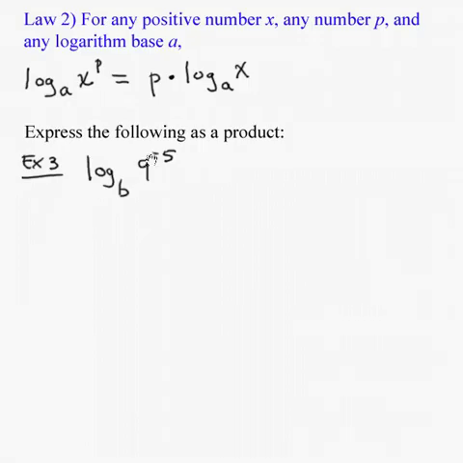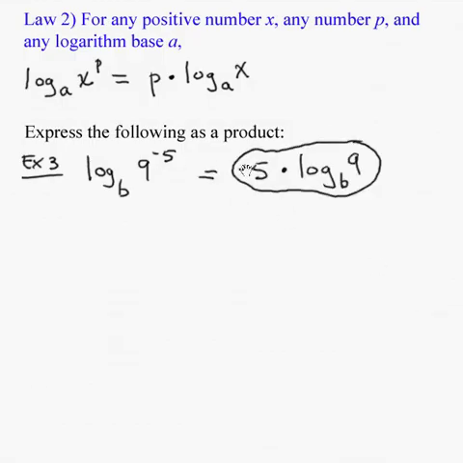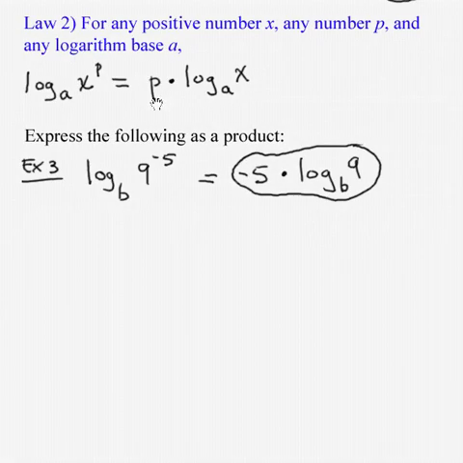The log of 9 to the negative 5th power base b, let's express it as a product. In other words, let's just put some numbers in this property and practice it. So that's the exponent negative 5 times the log of this number 9 base b. Since we don't know what the base is, we can't simplify that any further than that for now.